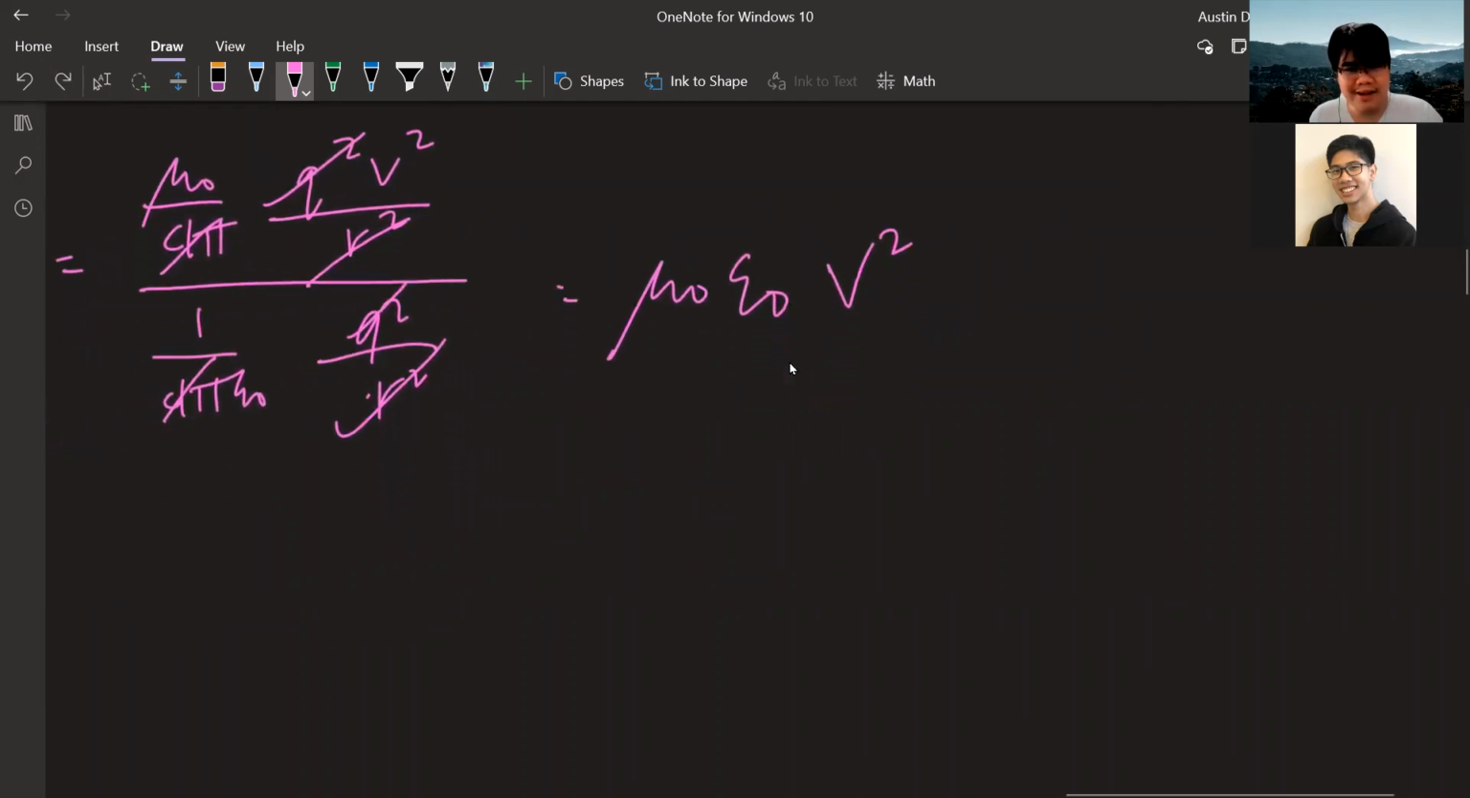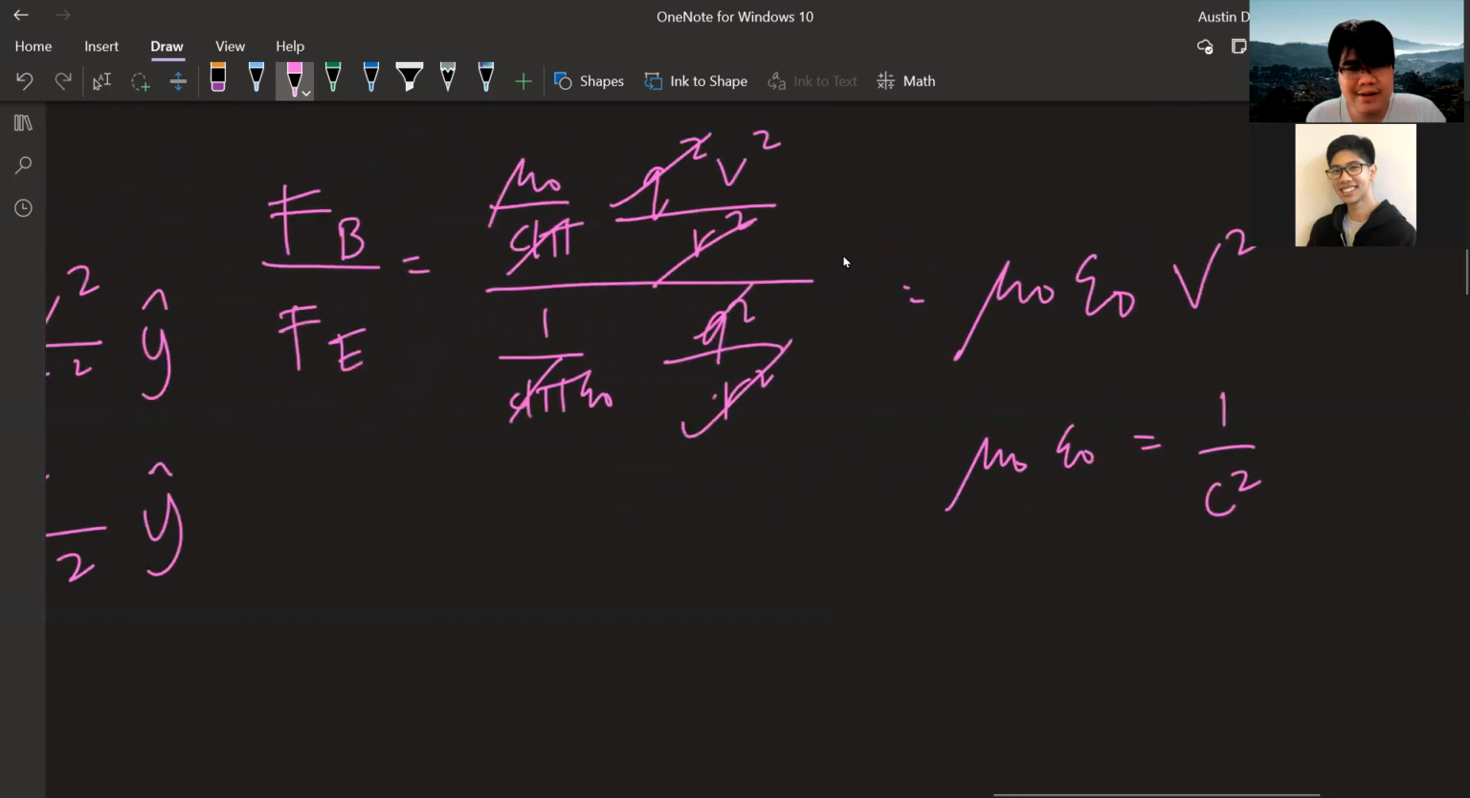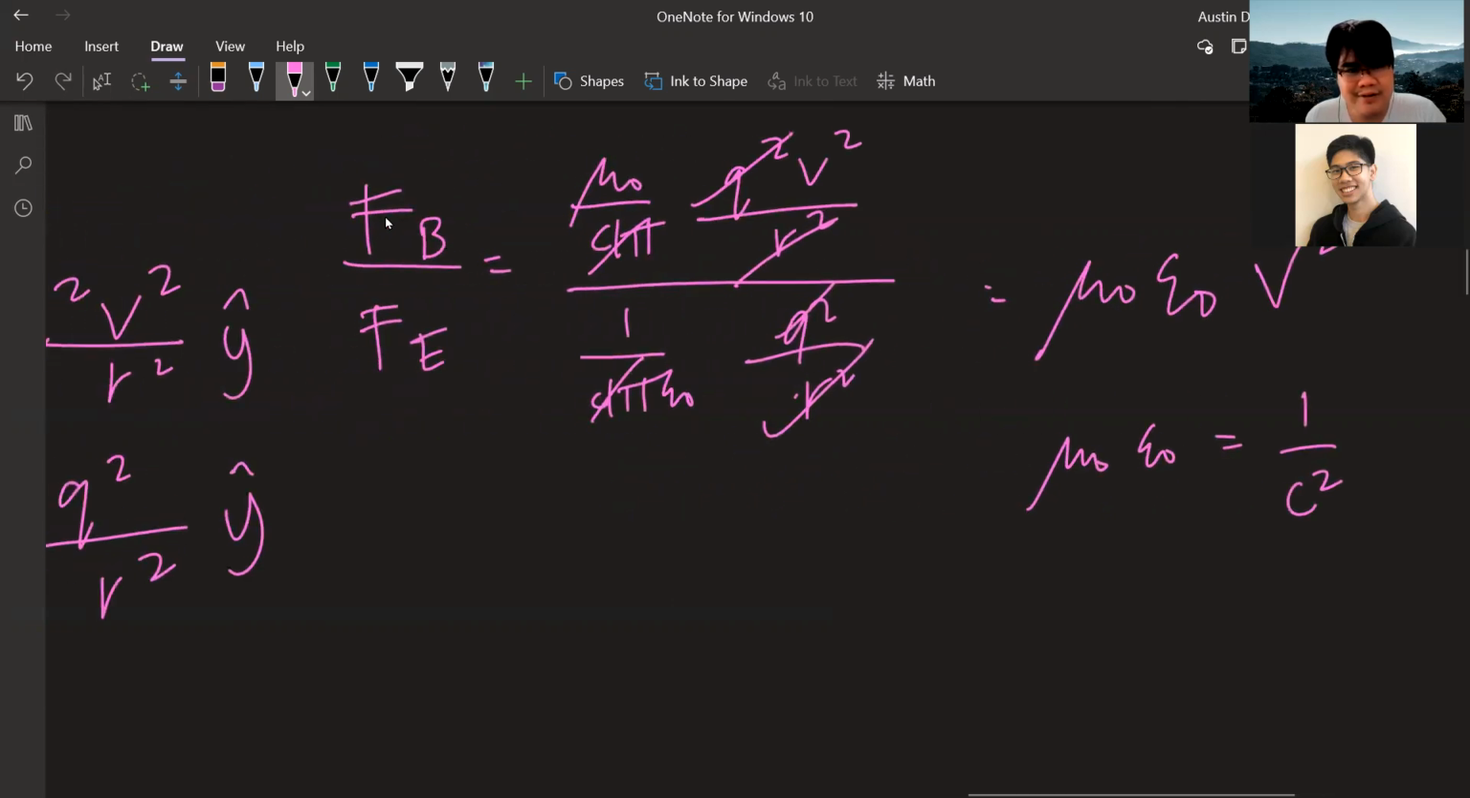Kung di ko matiis, spoiler ko na. So, itong mu naught epsilon naught is just equal to 1 over the speed of light squared. So, it's very small as compared to this. So, the magnetic force is much, much smaller than the electric force. Okay?